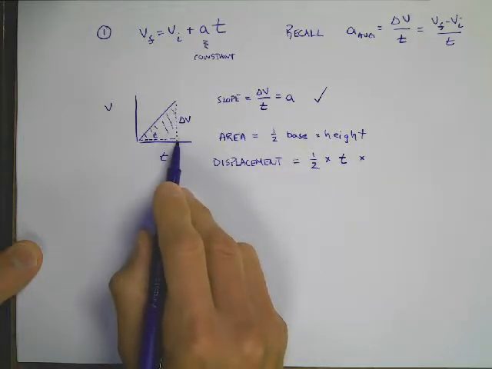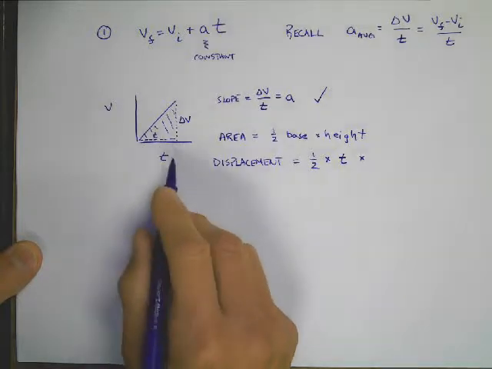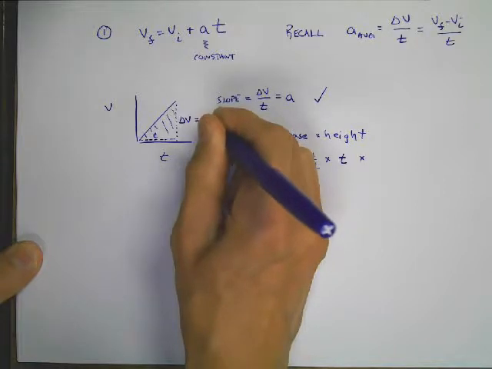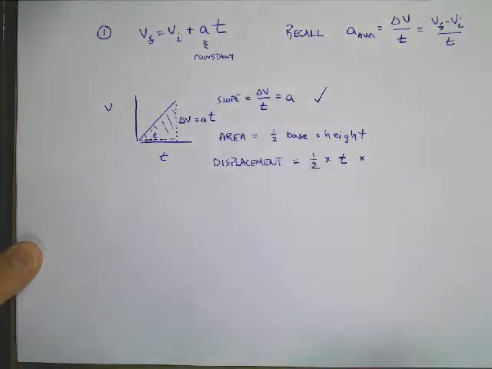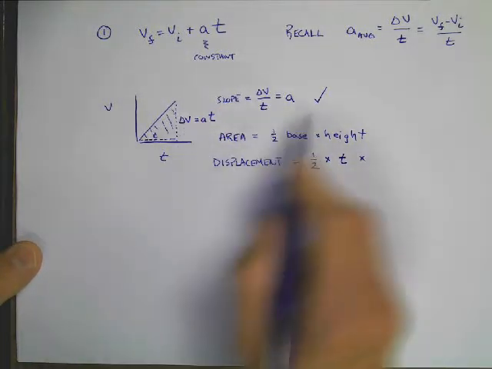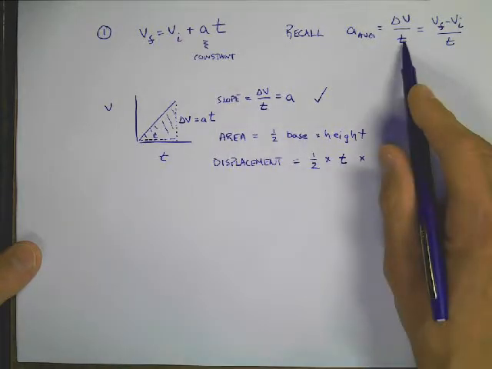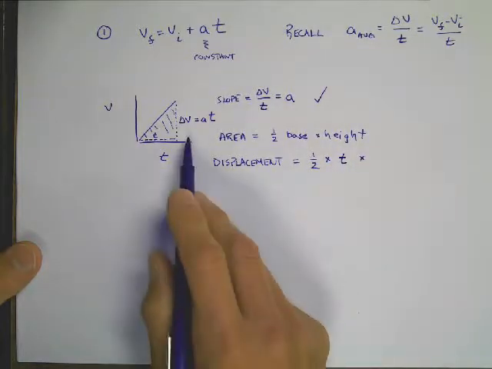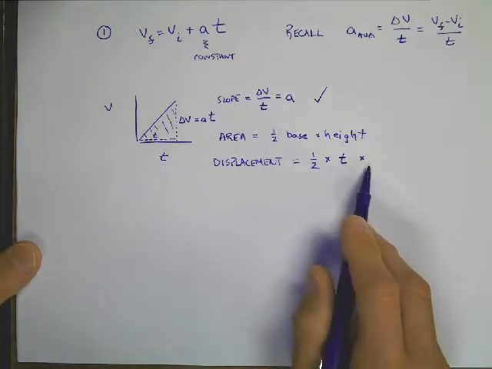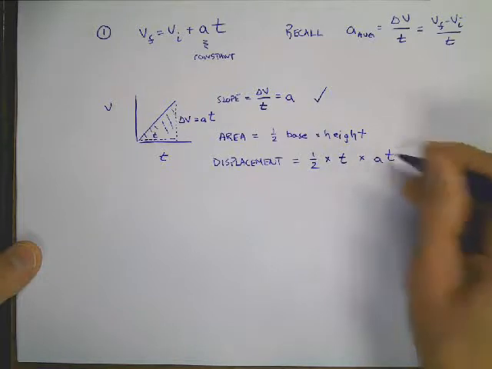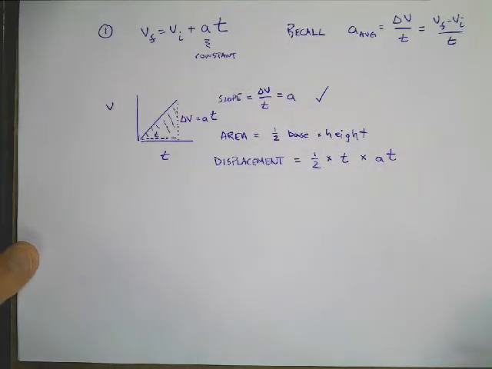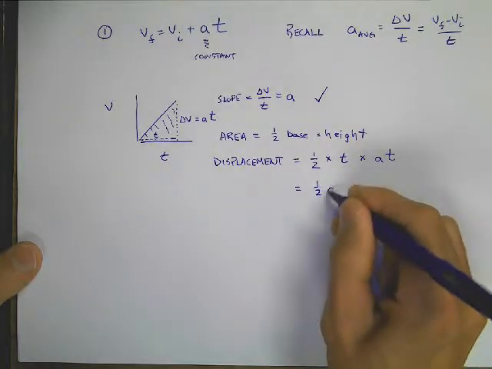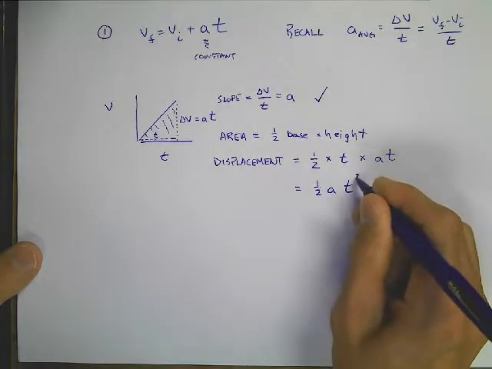But in this particular graph here, that delta v is caused because of acceleration. My change in velocity is equal to acceleration times time, right? Coming back to our definition up here, that change in velocity must be equal to acceleration times time. So instead of writing delta v for my height, I'm going to actually just write acceleration times time. And let me simplify. So I have 1/2 times a times t squared.